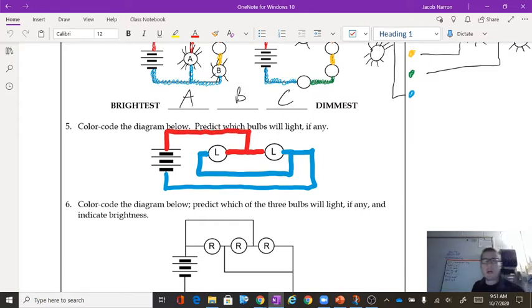Which bulb is going to light? Both of them. And I'll represent that by just showing something like that. Okay, there we go. Next one. I hope that makes sense to you guys.